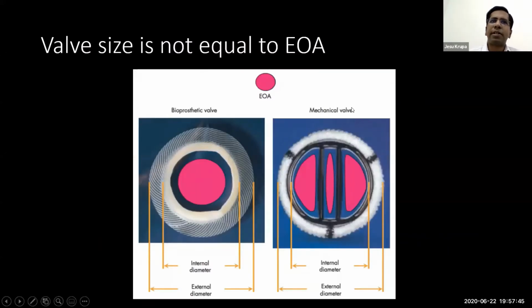Another important thing to note is that the valve size is not equal to the effective orifice area. This is the effective orifice area which has been shown in pink, shaded here. That doesn't correspond either to the internal diameter or the outer diameter. That is important because it is the effective orifice area which finally impacts the life of the patient: how well his heart is doing, how well he is symptomatically, mortality. All those things will depend on effective orifice area. And that is why this is so important to calculate by our Doppler methods.